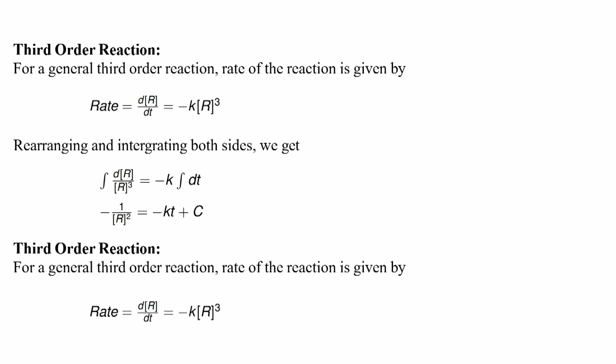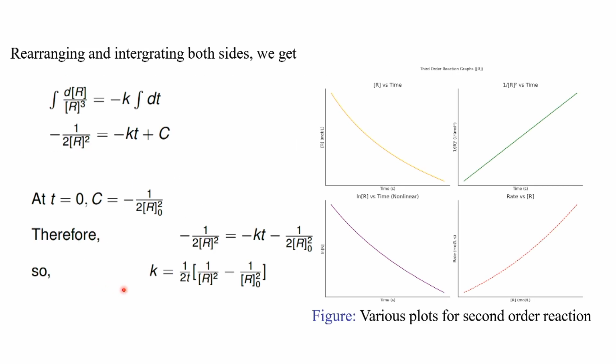Third order reaction. For a general third order reaction, the rate of the reaction like before is rate is minus dr by dt gives you k r raised to the 3. If we rearrange this and do the integration, we end up with this expression: minus 1 by r raised to the 2 is minus kt plus c. So, for third order reaction we already discussed the general expression. Now how will we get the value of c? Okay, so this is the expression we end up with.